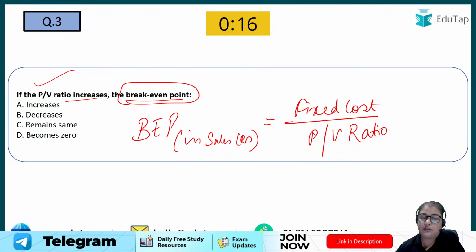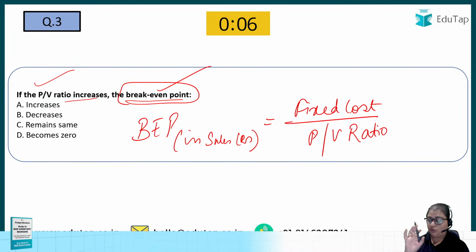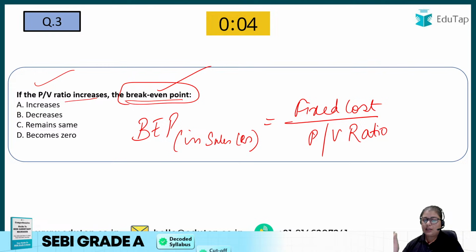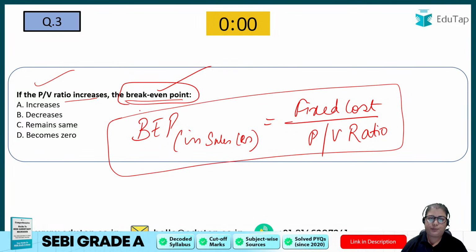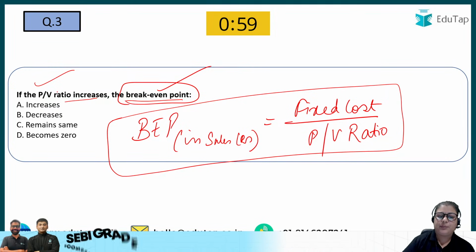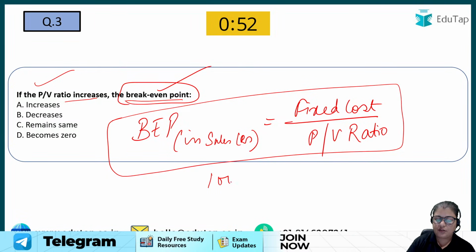Before that, I will also tell you what the break-even point is. It is the point at which there is no profit and no loss. The sales point at which there will be no profit and no loss to the organization. Okay? So the formula is break-even point equals fixed cost upon PV ratio. Here they are saying the PV ratio is increasing. Let us take two examples. Fixed cost will remain the same. My fixed cost is 1,000 rupees.